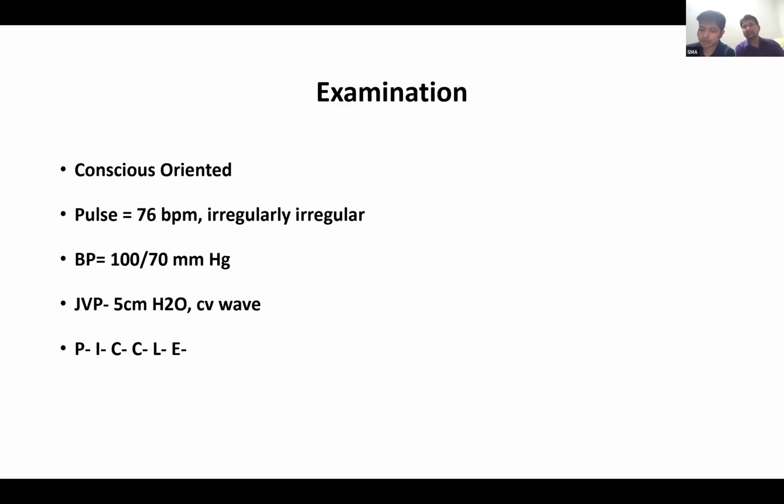On examination, the patient is conscious, oriented to time, place, and person, lying comfortably in bed, and has an average build with a BMI of 20. Pulse rate is 76 beats per minute, irregularly irregular, with low volume and no specific character. All peripheral pulses are palpable, and there is no radioradial or radiofemoral delay. Vessel wall quality is normal. Blood pressure is 100 by 70 millimeter of mercury in the right arm in supine position. Respiratory rate is 14 cycles per minute with abdominothoracic pattern. There is no pallor, icterus, cyanosis, clubbing, lymphadenopathy, or pedal edema. JVP is 5 centimeter from sternal angle with CV wave with absent A wave.